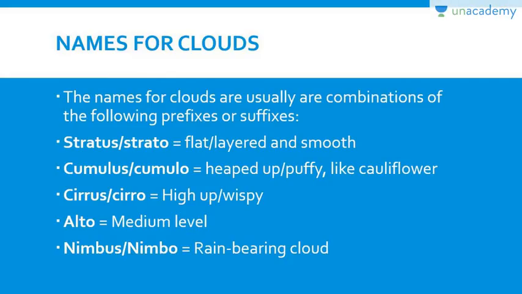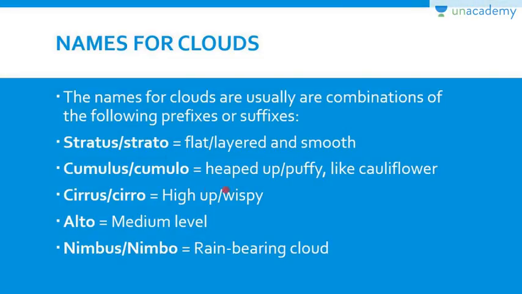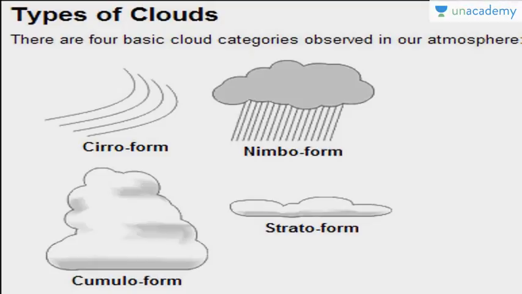Now, the different names of clouds. First, let's understand this. There are stratus clouds, cumulus clouds, cirrus clouds, alto clouds, and nimbo clouds. Now, what does stratus mean? Stratus means layered, a flat layered cloud. You can see it here. These are stratus clouds, right? The next is cumulus clouds. Now, cumulus clouds are these heaped up clouds, and they appear like a cauliflower. You can see it here. These are the cumulus clouds.